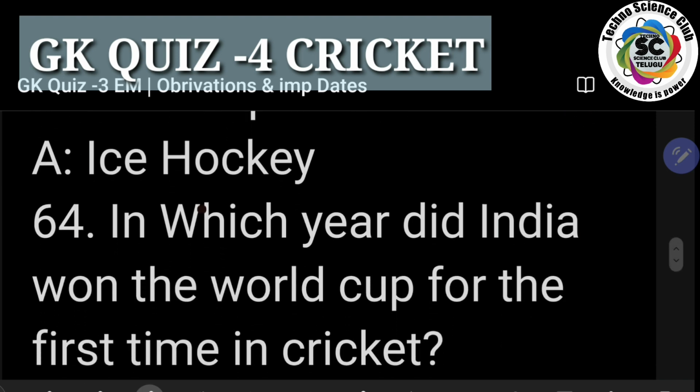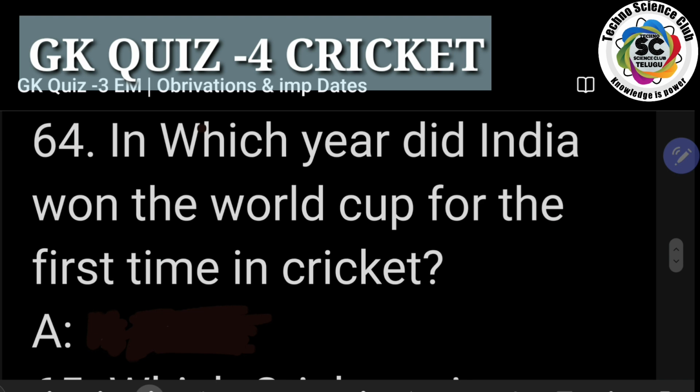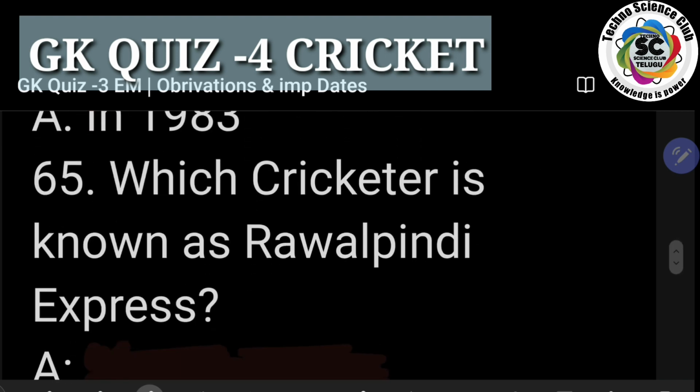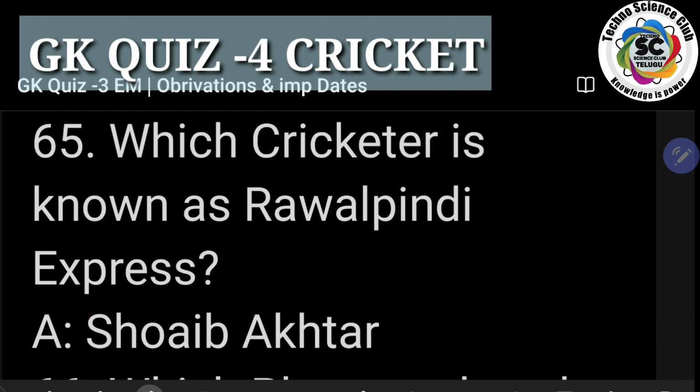In which year did India win the World Cup for the first time in cricket? 1983. Which cricketer is known as Rawalpindi Express? Rawalpindi Express ani ye cricketer antaru. Atana oor nunchi vachadu. Rawalpindi Express ani ye Pakistan cricketer Shoaib Akhtar.